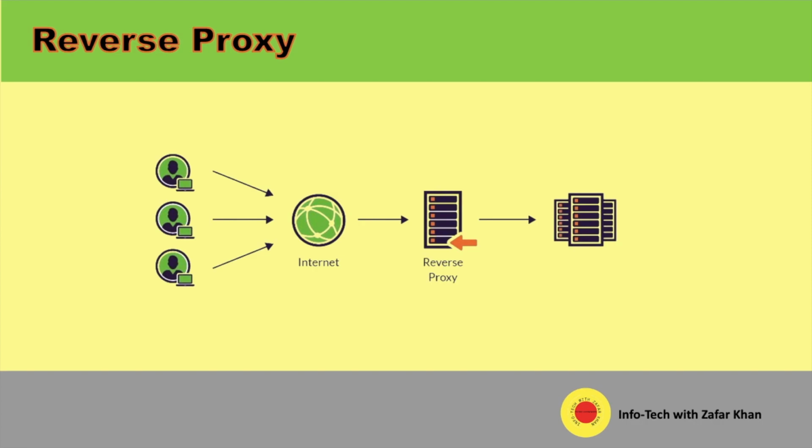You need to know why Nginx is called reverse proxy, because it acts as a gateway between the users and the application server. So this is the user and this is the application server. So this reverse proxy acts as a gateway. It receives the request from the users and forwards them to the application server, and then returns the response back to the user from the application server. So that is why it is called reverse proxy.